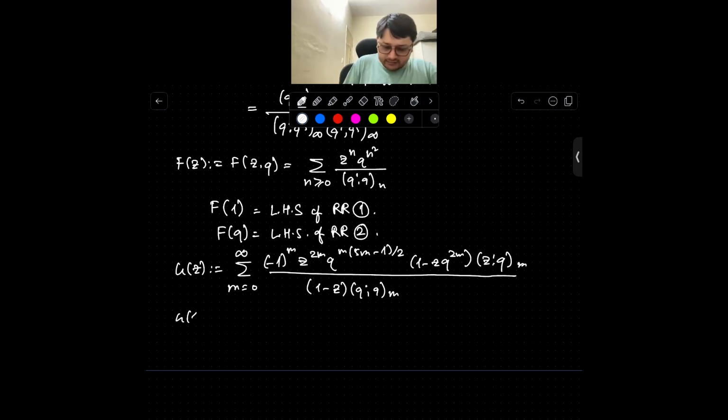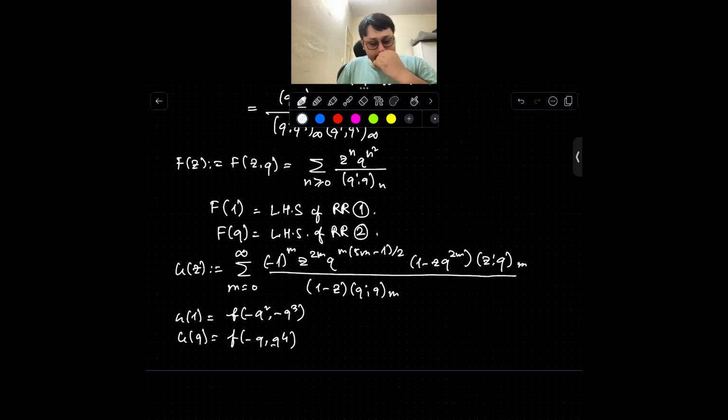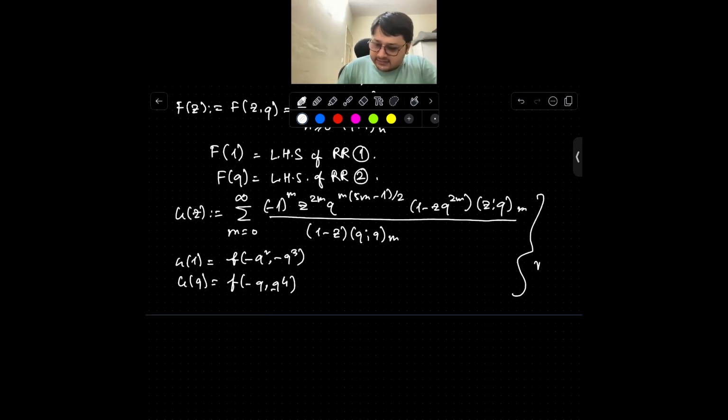Again, if you think about this, g of 1 and g of q are also going to be equal to f of minus q square, minus q cube, and f of minus q to the 4. So again, this is basically the right hand side of the Rogers-Ramanujan identities. But I'll let you verify this on your own.